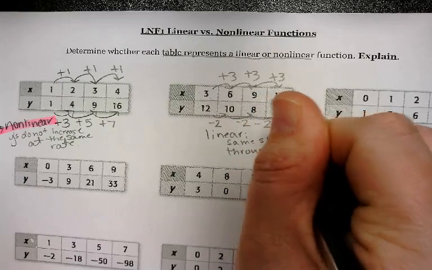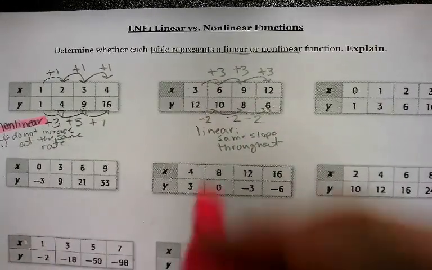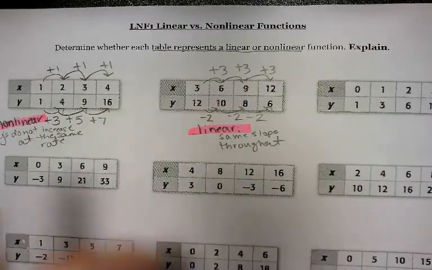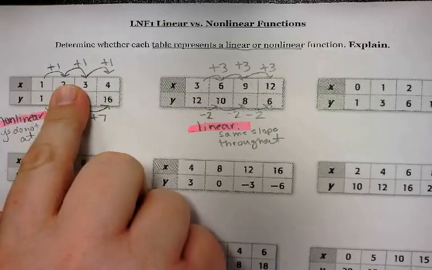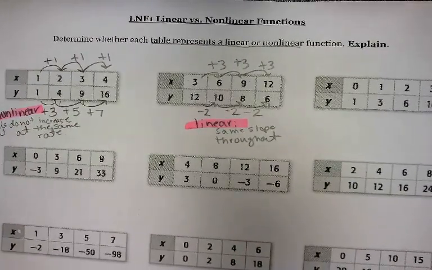Now, one of the things you could do is go through and find the slope of each set of ordered pairs. So like I could find the slope of these two, and then these two, and see that they would not be the same.